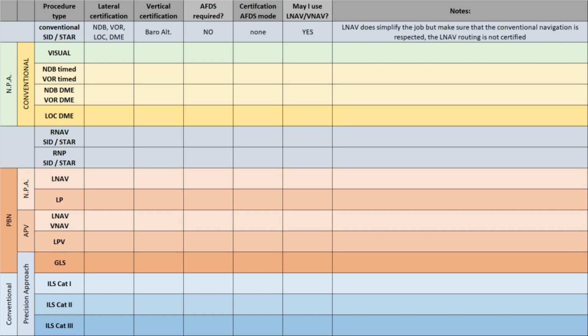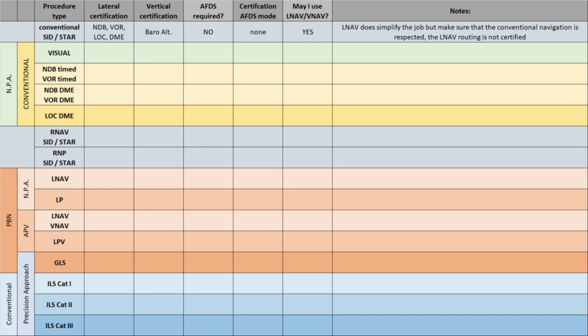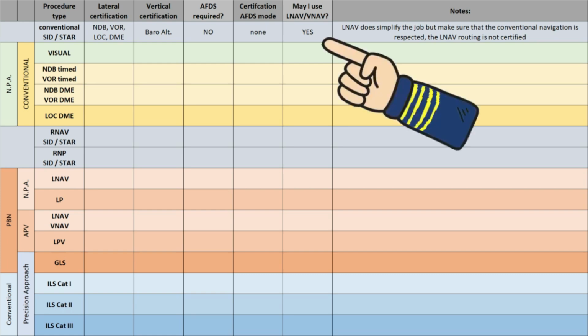That was the case, for example, of Val Mulhouse, where we have a chart where it just says STAR or SID. That is a conventional arrival or departure and is certified on the VOR, DME, NDB, localizer, or anyway conventional navigation system. The vertical certification is just based on the barometric altimeter. There is definitely no need for having any functioning autopilot on board the aircraft, therefore there is no specific certification mode.